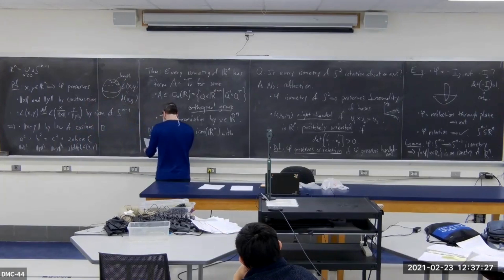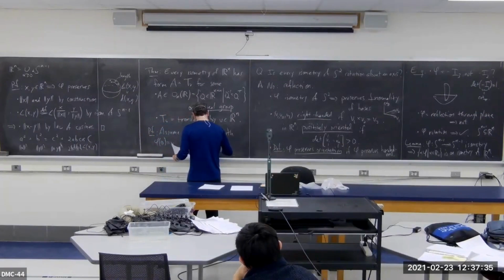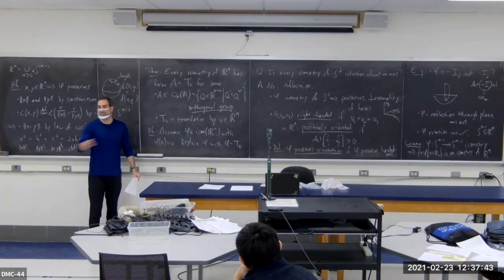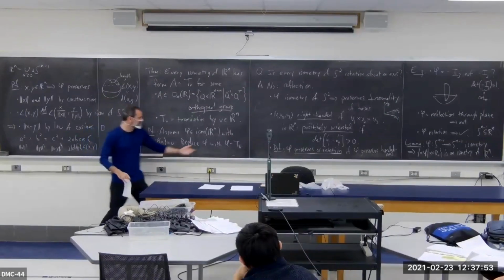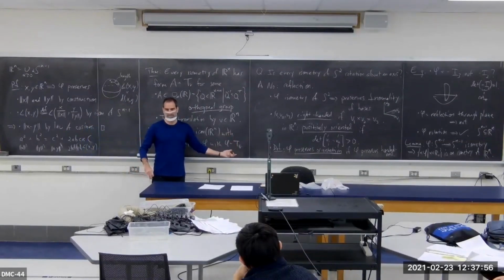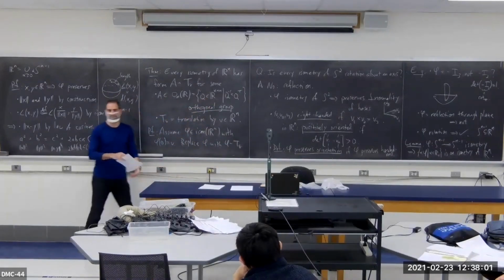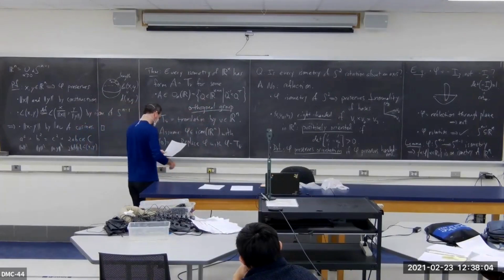So let's replace phi with phi minus t sub v. If I prove the result for phi minus t sub v, it's still true. If phi minus t sub v is the sum of an orthogonal matrix and a translation, then phi itself is the sum of an orthogonal matrix and a translation. You have to note that t sub v plus t sub w is t sub v plus w. If I translate by v and then by w, it's the same as translating by v plus w. That's all we're saying. Not a big deal.